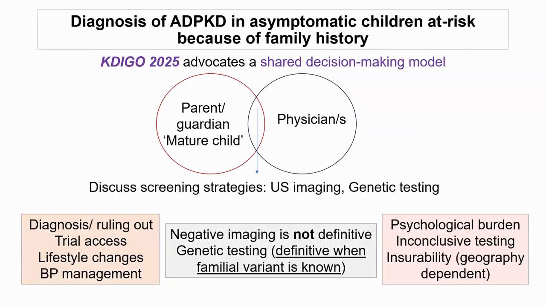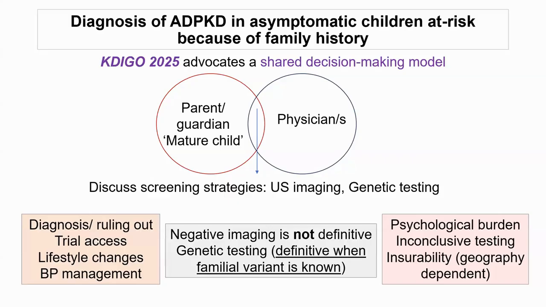So what do the KDIGO 2025 guidelines support? They advocate a shared decision-making model, which is a well-accepted model in pediatrics. We use it for so many different conditions. What it means is that there needs to be a conversation between the physician and the parent or guardian. There is also a recommendation to include the mature child if possible. KDIGO doesn't say what a mature child would mean, but usually the age of 7 to 8 is the age of assent, when kids can start participating. It depends developmentally, so it would be different in different situations.